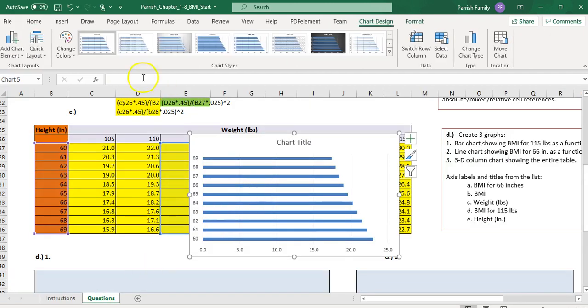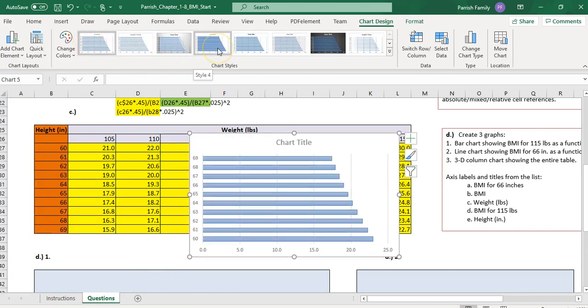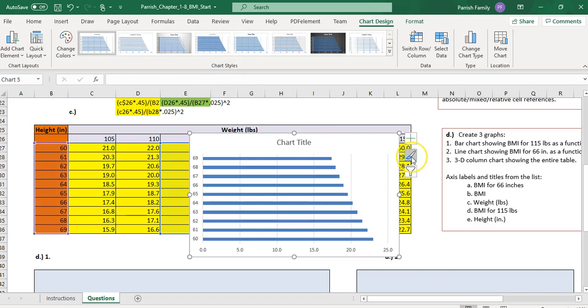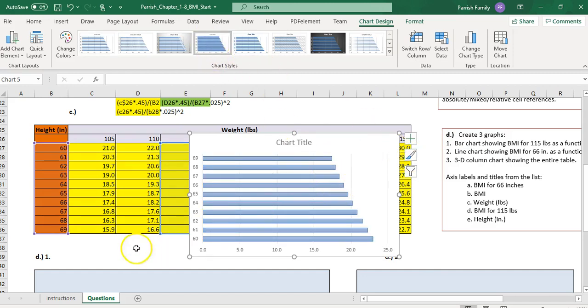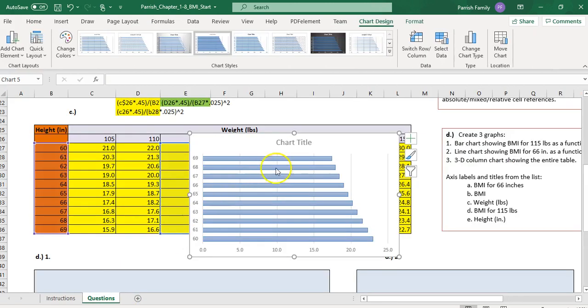Okay. So Style 4. I've got my tab open here, so I can pick 4, or I can pick it using the paintbrush, remember. Okay, so I'm going to pick Style 4. Add a chart title and put it above the chart and replace it with BMI for 115 pounds. So we're going to change our chart title to say BMI for 115 pounds.